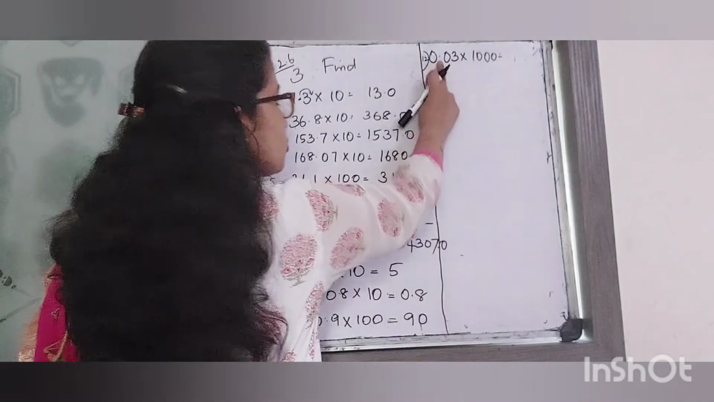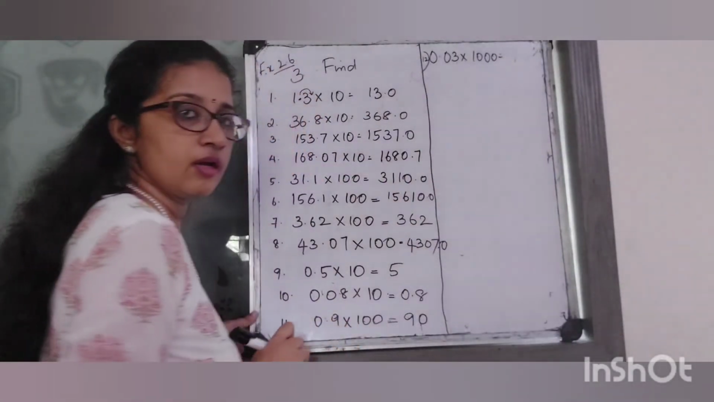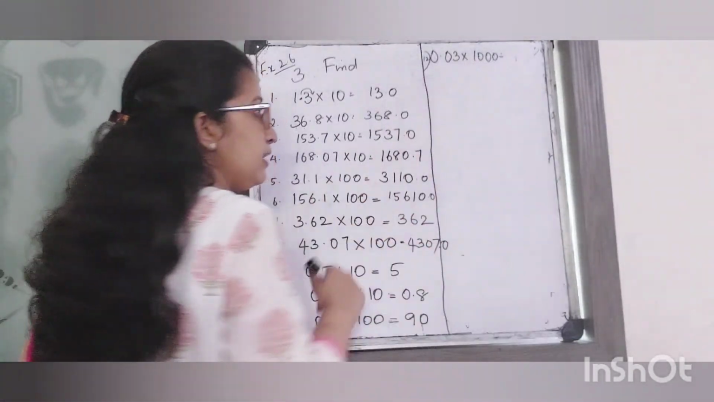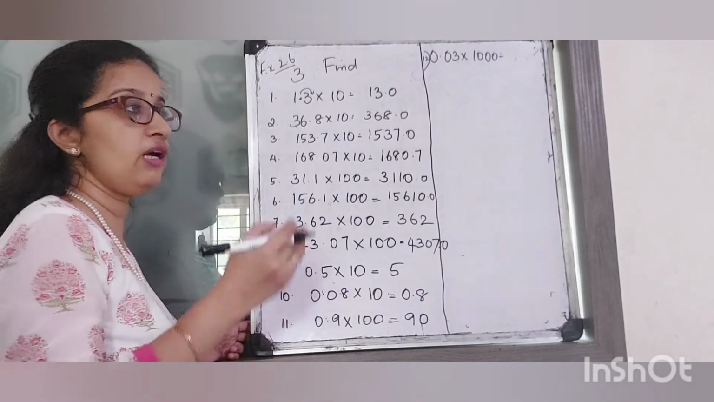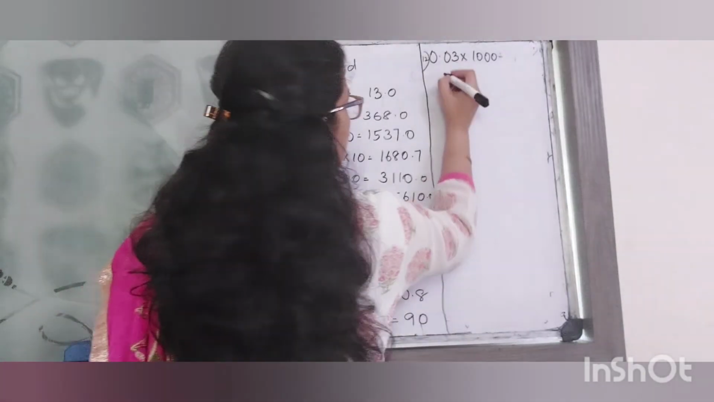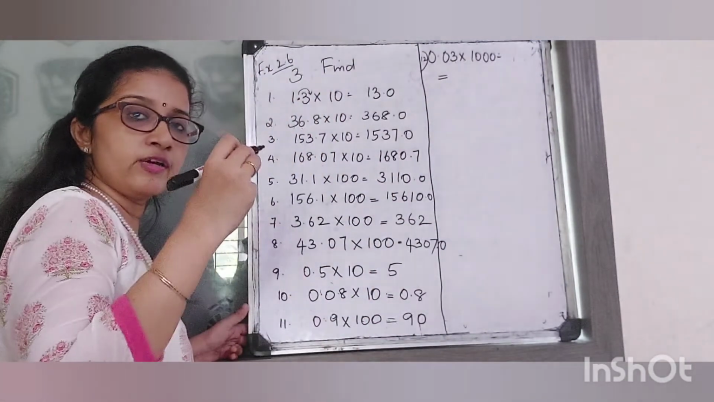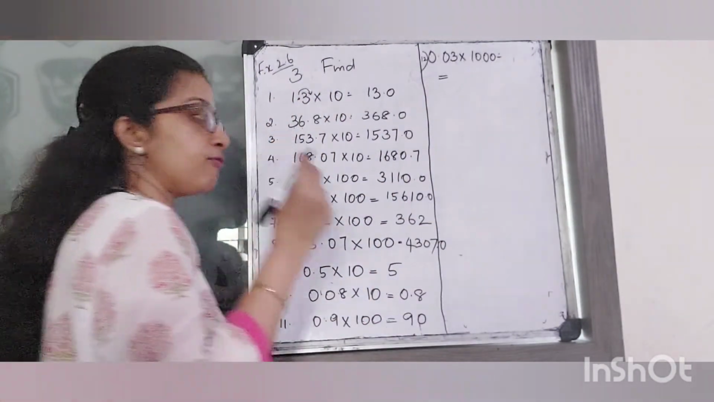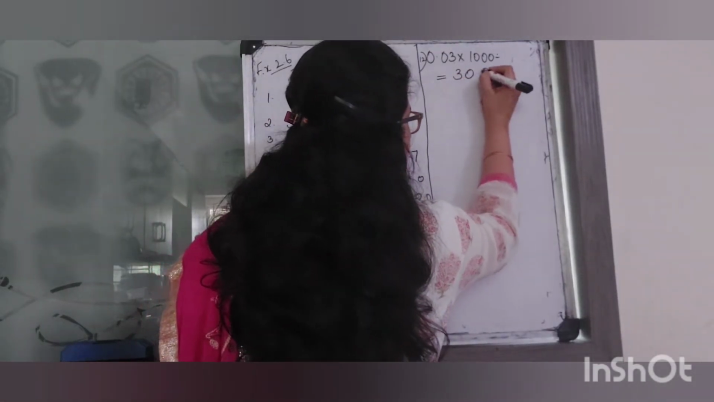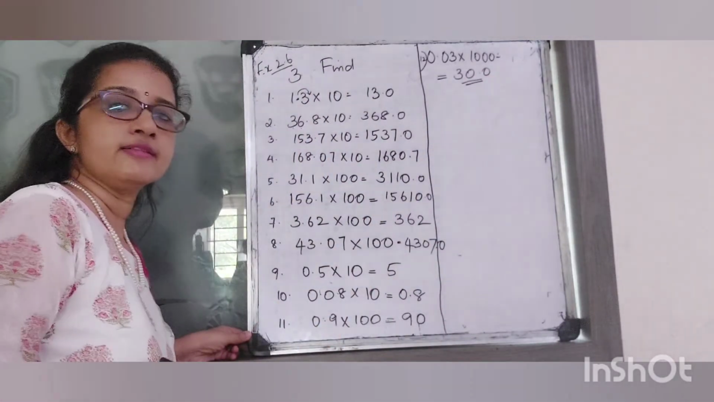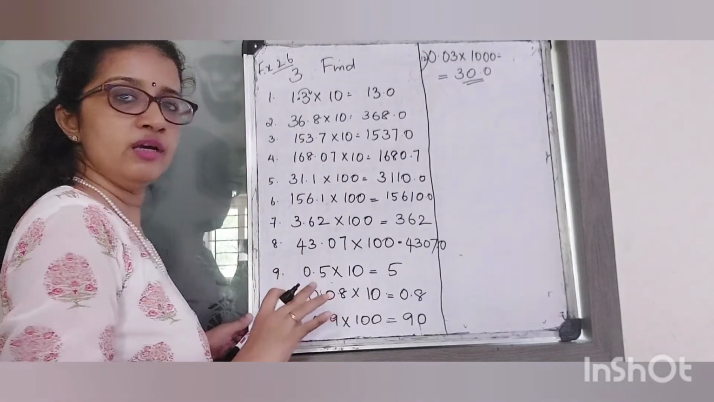Okay, then the last problem is 0.03 into 1000. So 1000 means how many digits should be shifted? We have to shift the decimal point by 3 digits to the right. There are only 2 digits here, 0 and 3. So if we are going to shift it by 3 digits, we have to add an additional 0. So the answer will be 30.0 or simply 30. So clear with this? Okay, now let's move on to the next problem.